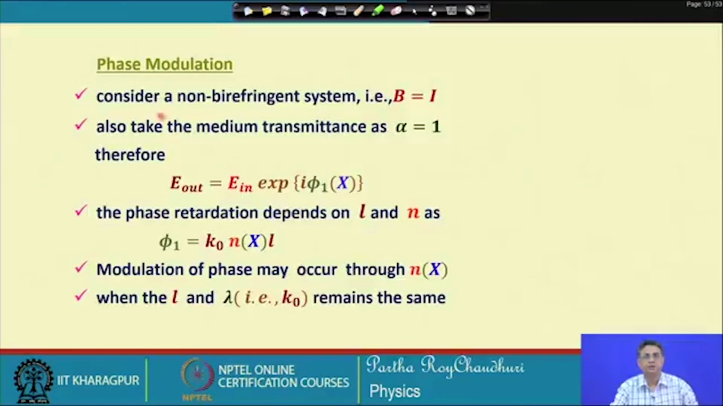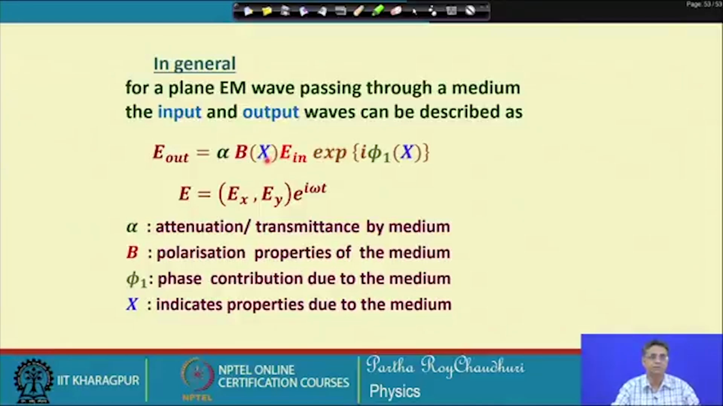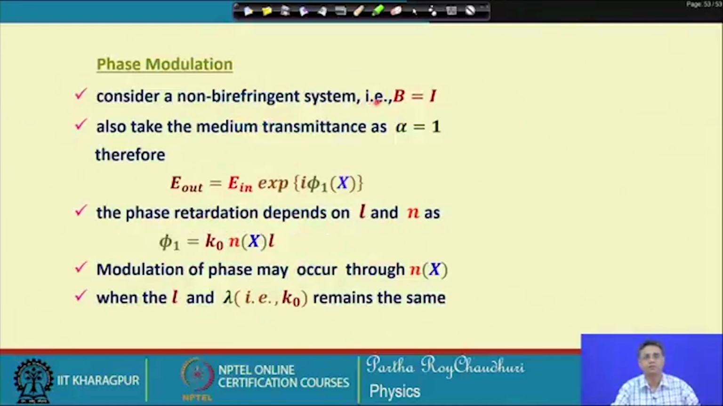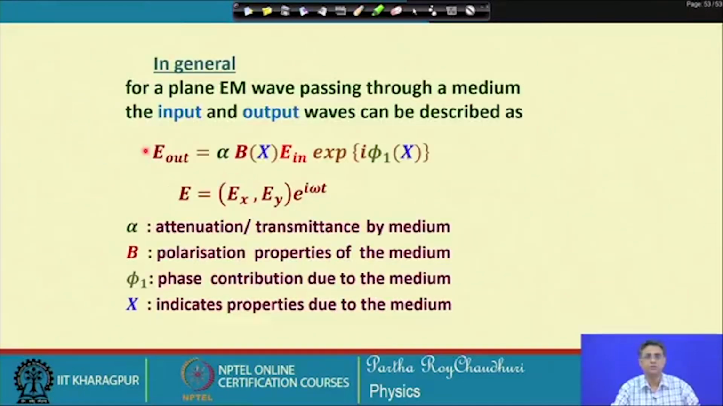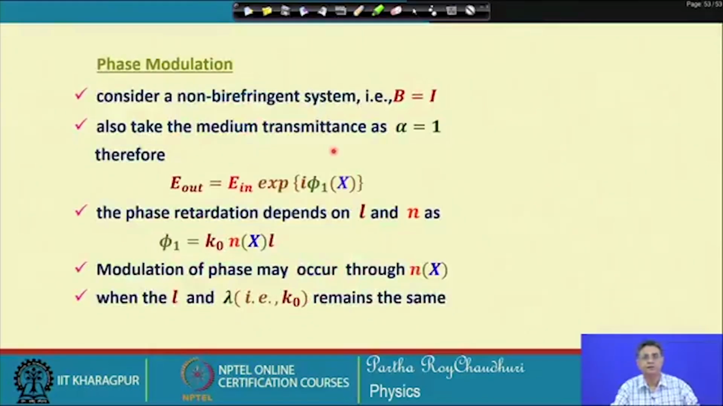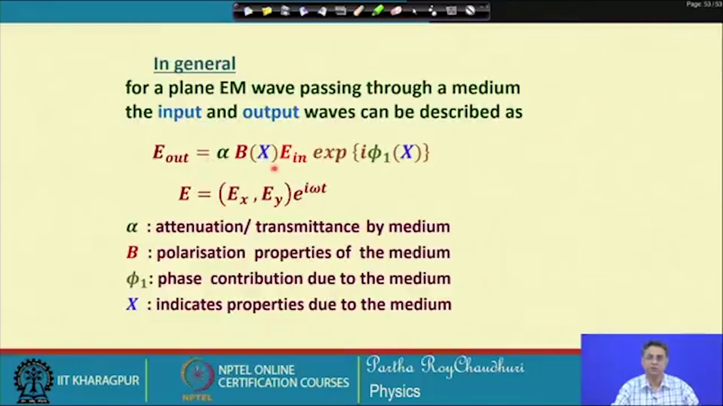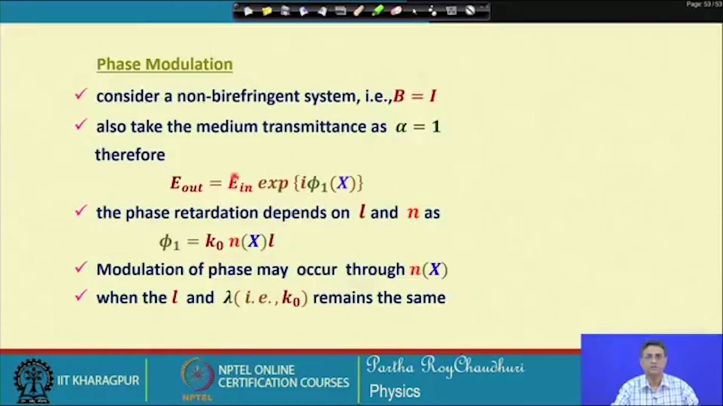So, for phase modulation, look at this equation, let us consider that the medium is non-birefringent. That means B is equal to unitary I, so this B term does not appear here. Also consider that the medium's transmittance is alpha equal to 1, that is there is no attenuation, and then this previous equation can be represented as E out equal to E in and this exponential of phase factor phi 1. The phase retardation depends on L and n.